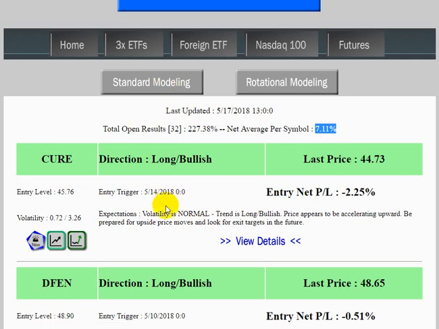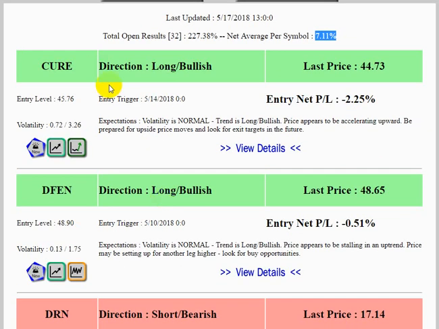Now let's go back to the standard model so you can see how this works. Well, before we do that, let's show you how the triggers actually work. When a trigger is generated, so here in Cure we have a new trigger. It is a long trigger highlighted in green. It was triggered on 5/14, May 14.